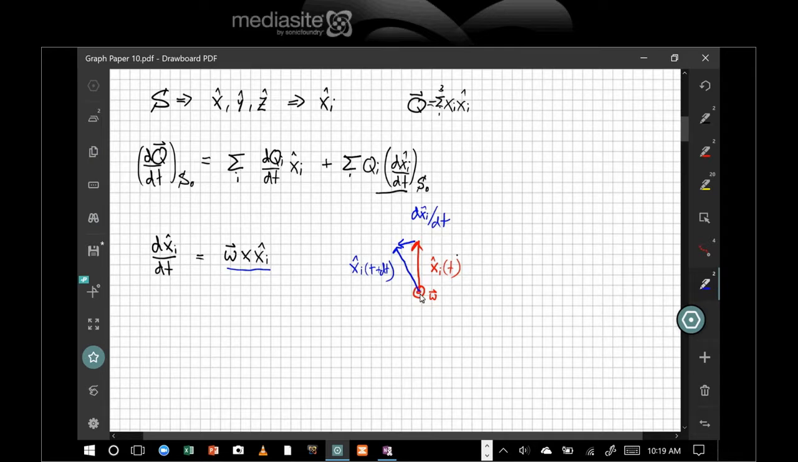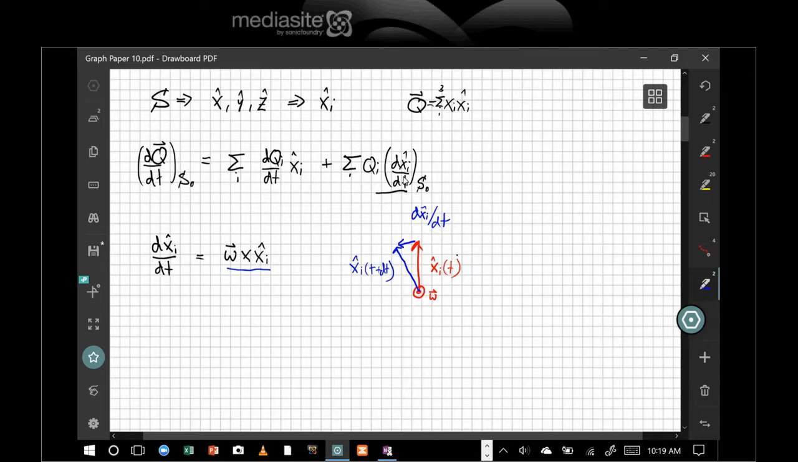Sorry, I did that wrong. Actually, I got this right, it just feels a little weird. I take my fingers and point them along the direction of omega, I curl them in the direction xi hat, and my thumb will point along the direction of d xi hat dt. So this is a general relationship.